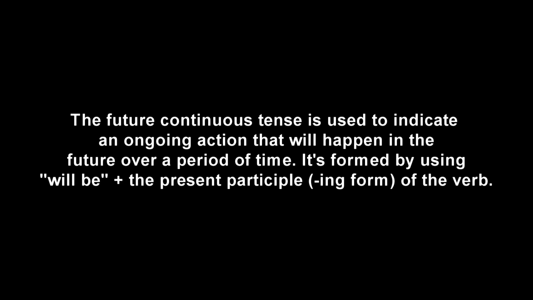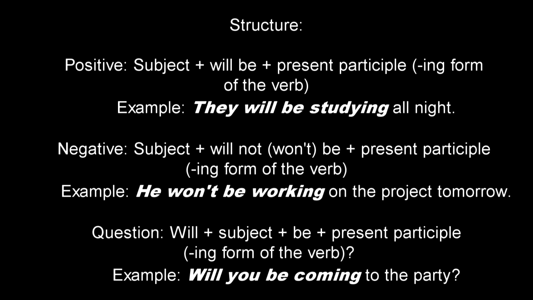2. Future continuous tense. The future continuous tense is used to indicate an ongoing action that will happen in the future over a period of time. It's formed by using will be plus the present participle of the verb. Structure. Positive: subject plus will be plus present participle. Example: they will be studying all night.